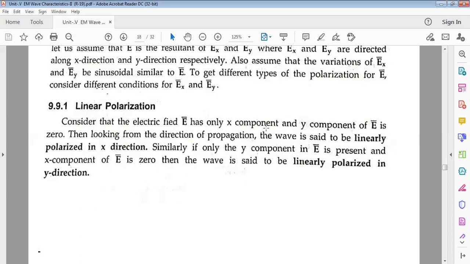Depending upon the direction of propagation, the wave is said to be linearly polarized in the X direction, means E bar has only the X component. And the wave is said to be linearly polarized in the Y direction, means the electric field E bar has only the Y component.